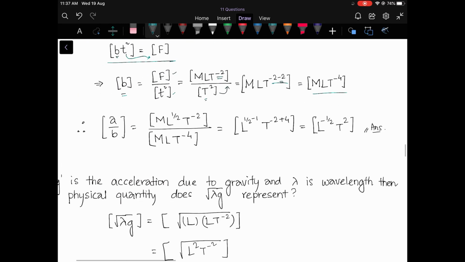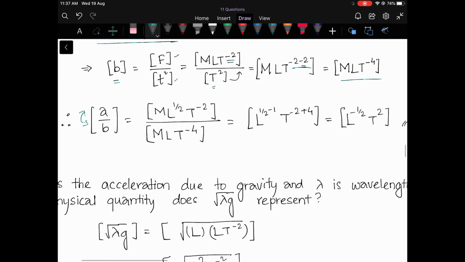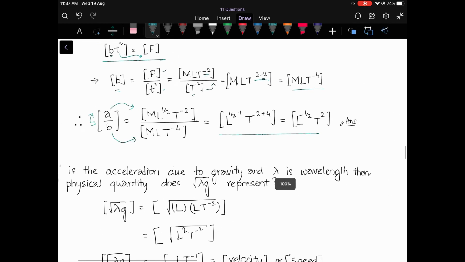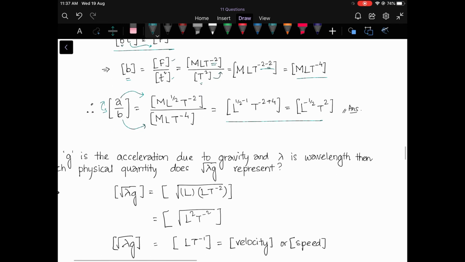Now we simply need to find the dimension of A by B. For that, we have written the dimension of A, we have written the dimension of B, and then we have just solved and we got the dimension of A by B.